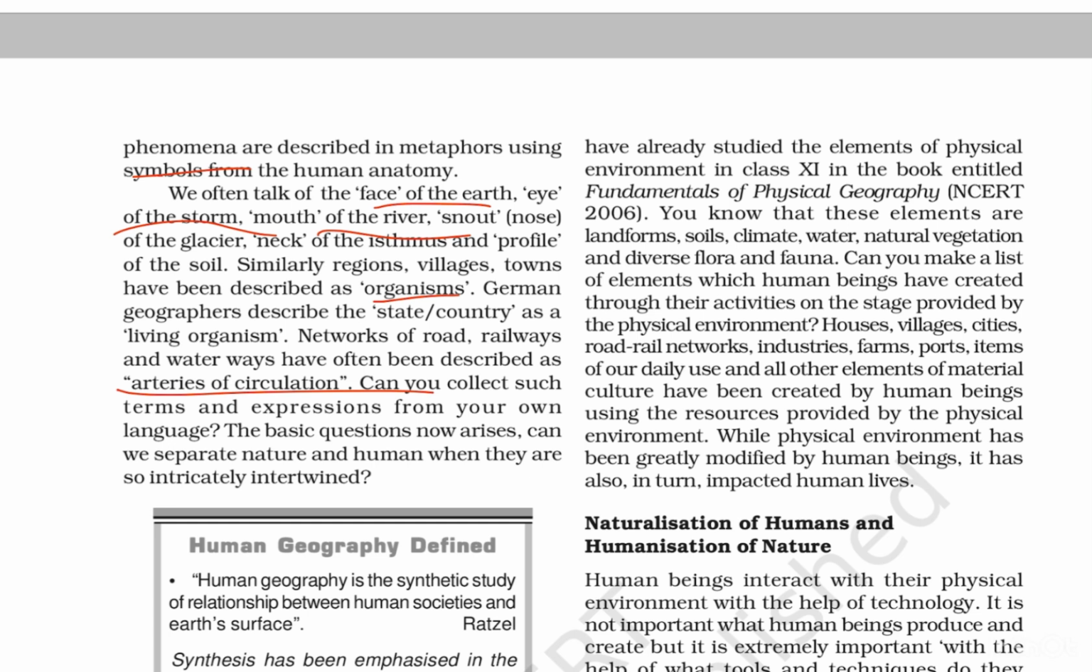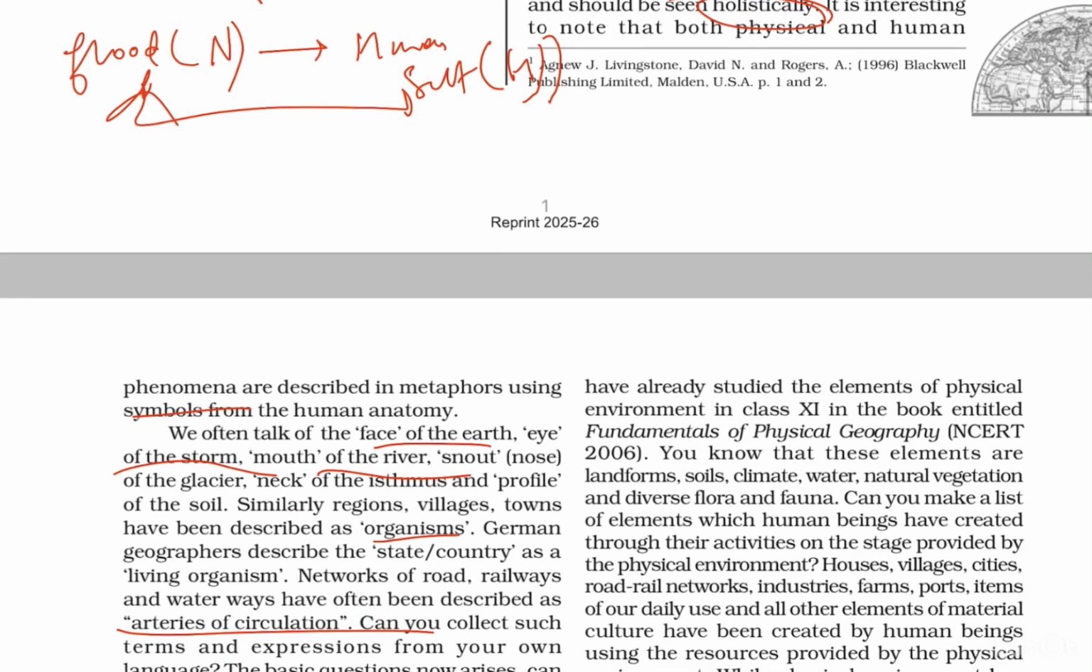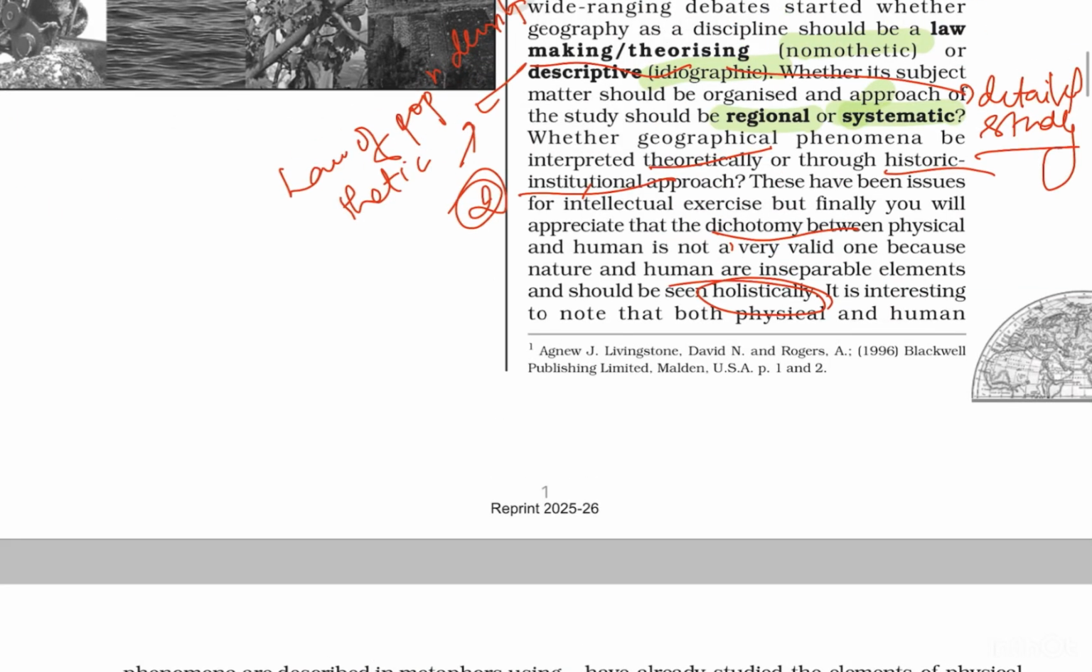Now, let us quickly revise what we have studied here. Geography is integrative, empirical and practical. Then there are two major components, nature and human life, physical and human geography. Physical geography is the study of natural features. Human geography is the study of people and their relationship with the environment. I am just going to note it here for you all to summarize it.